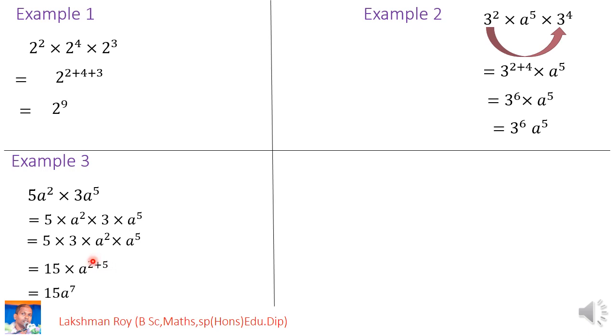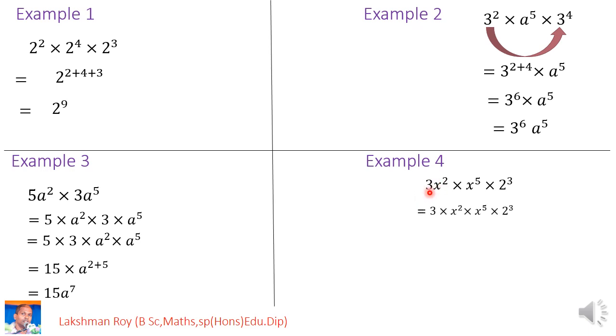So then you can represent the answer 15 into, without multiplication, a to the power 7, a to the power 7, right? Let's move to another example, students, right? A different one. 3x square into x to the power 5 into 2 to the power 3. Let's see. Here you know what is the mean, right? Here what is the mean?